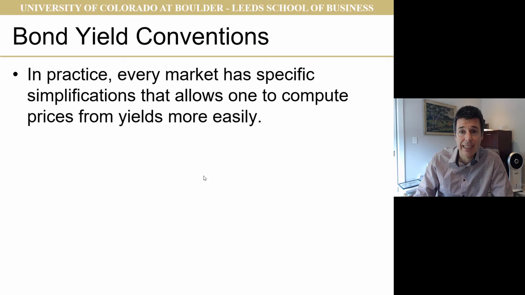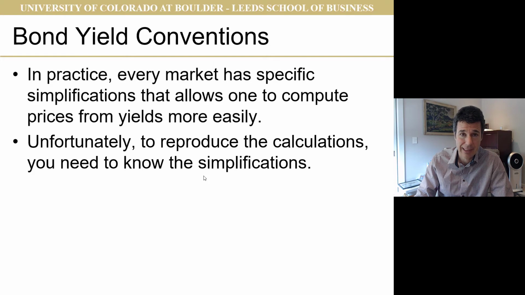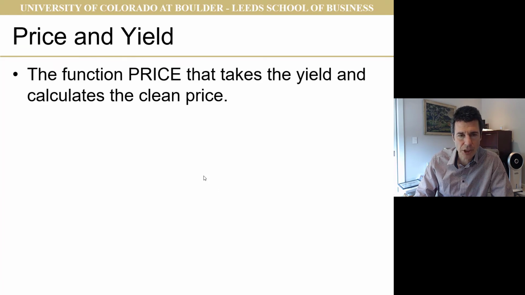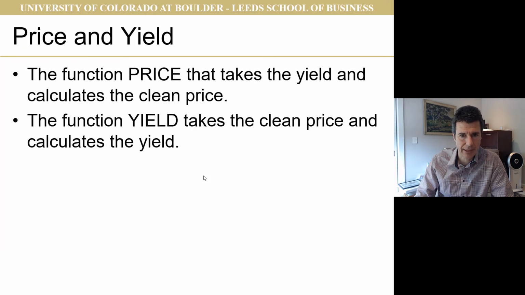Now, in practice, every market has specific simplifications to the calculation that allow one to compute prices from yields more easily. Unfortunately, to reproduce the calculations, you need to know the simplifications, which means you need to understand the very nitty-gritty details of the market. Rather than learning these conventions, we're going to let Excel do our work. So the function PRICE in Excel takes a yield and calculates the clean price. The function YIELD takes the clean price and calculates the yield. So we have clean price to yield and yield to clean price functions.